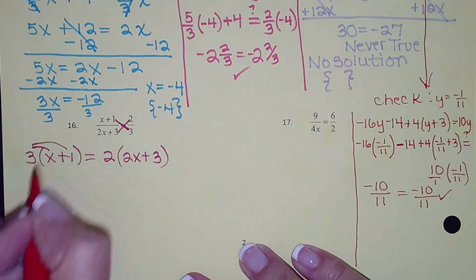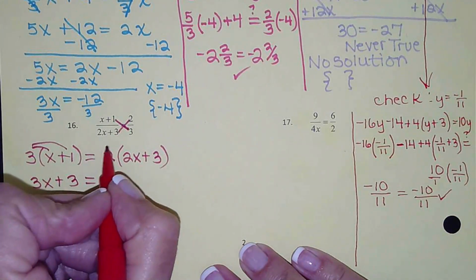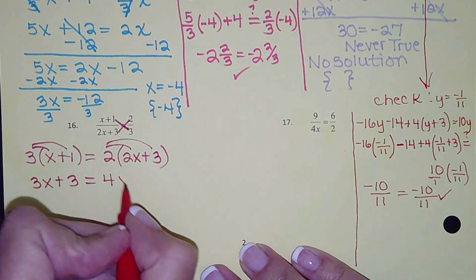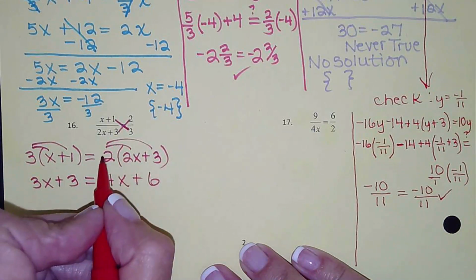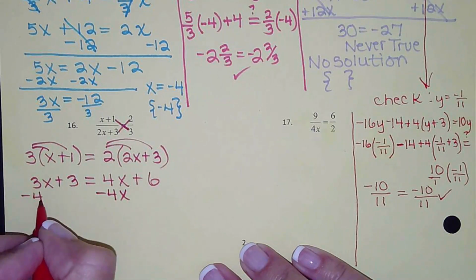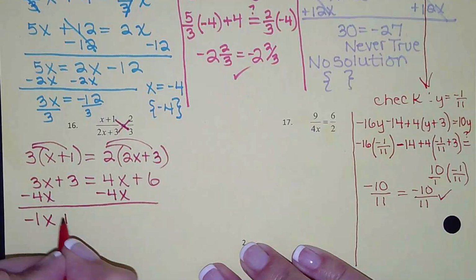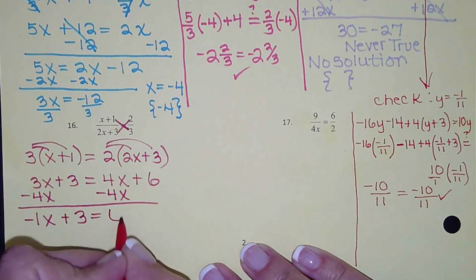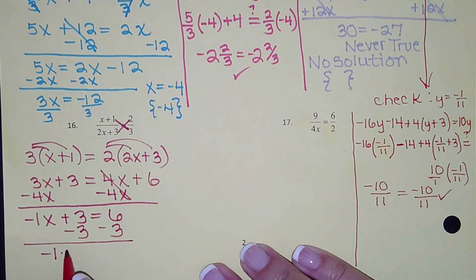So 3x plus 3 equals 4x plus 6. So 3x plus 3 equals 4x plus 6. All x's need to move to the left, so do the opposite to cross the equal sign, and we get -1x plus 3 equals 6. All constants to the right, so do the opposite to cross the equal sign, and we get -1 times x equals +3.